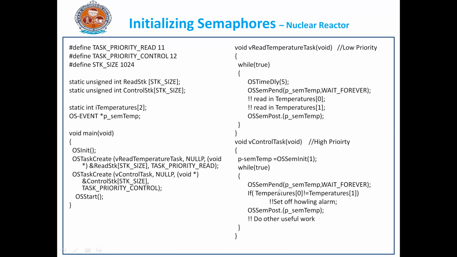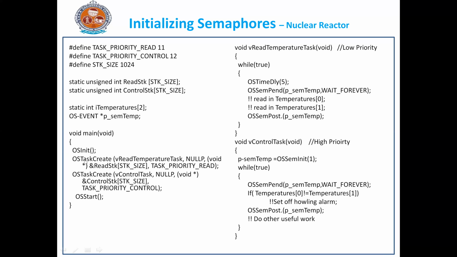How we can solve that problem is, again, you can use the semaphore in this example also. Here we are giving the priorities: for the read task you are giving 11, that is low priority, and for the control task you are giving the high priority, that is 12. This is the stack size, and you are using the read and control for these two tasks, and also you are using the temperatures of 2 data, which is being used by these two tasks. So here we are using the semaphore.